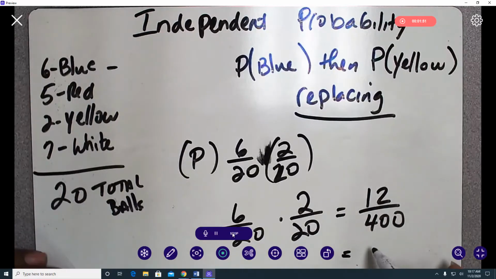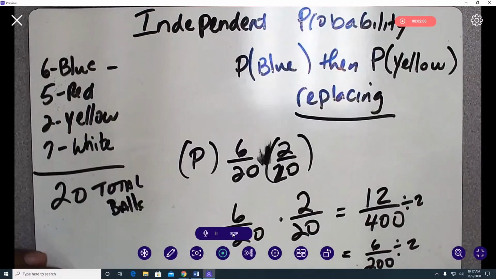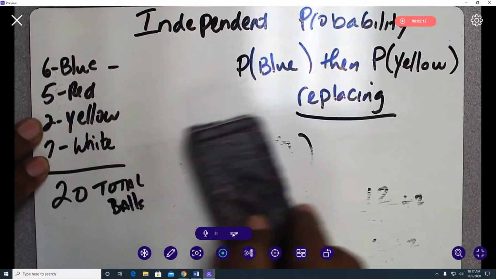We simplify. That could be 6 over 200. We can even simplify that, and that would be 3 over 100, dividing them all by 2. So the probability of pulling a blue, then pulling a yellow, would be 3 over 100. Let's try another one.